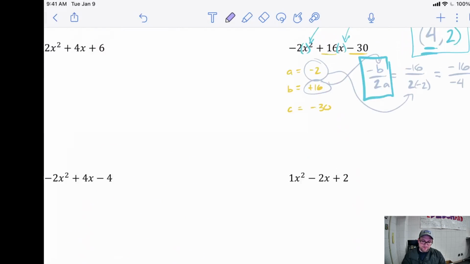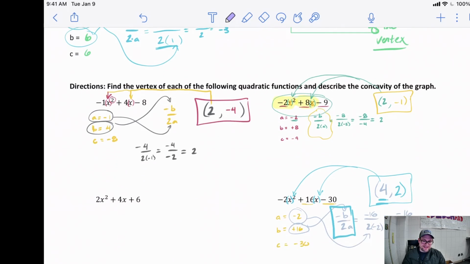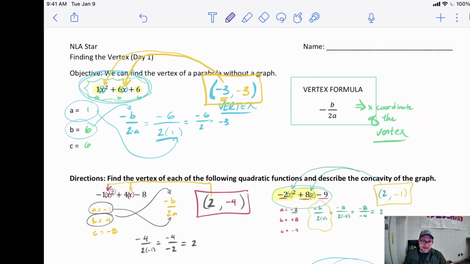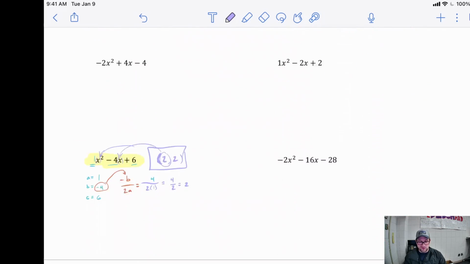But all of these problems are solved that exact same way. Negative b over 2a, and then plug it in using your calculator, ladies and gentlemen. That is how we find the vertex if we don't have a graph.